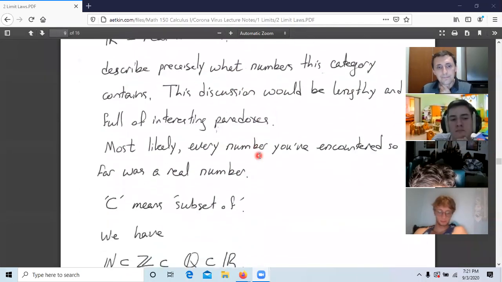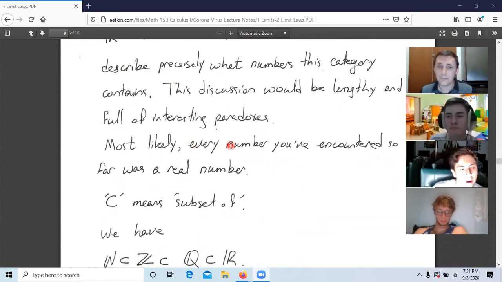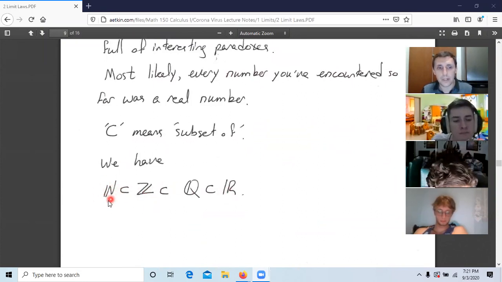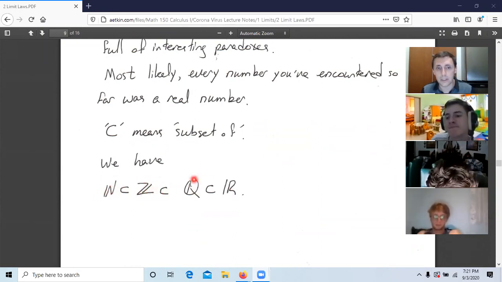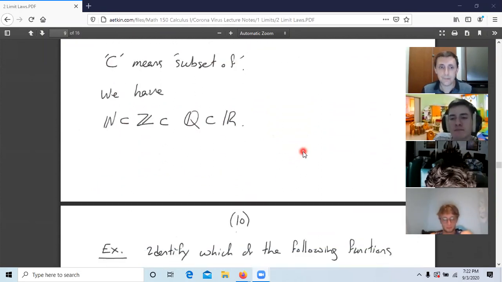So most likely every single number that you encountered, that you ever used, was a real number, okay? That's what I would say. And the membership is as follows. So every natural number is an integer, every integer is a rational number, every rational number is a real number, okay? So there are bigger and bigger categories here.